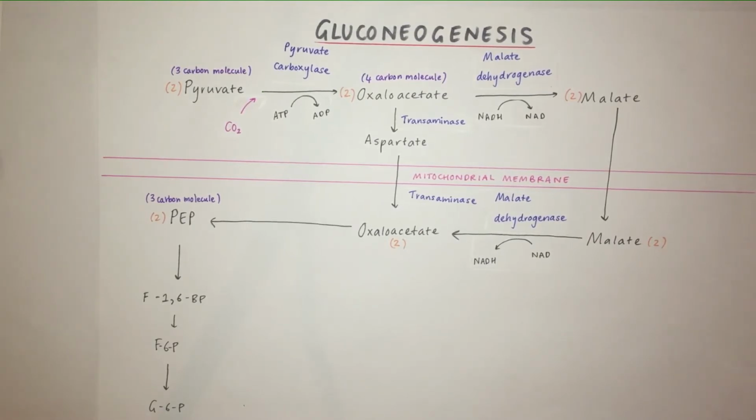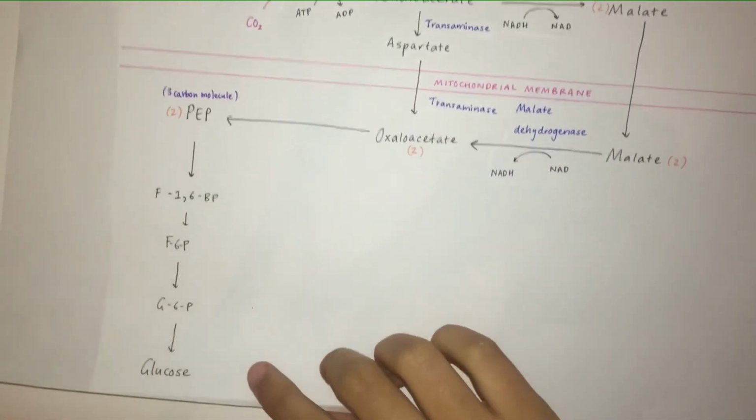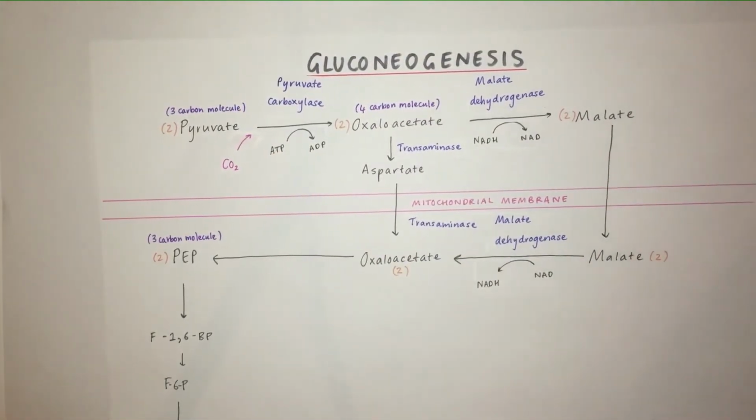And just take note that I've written 2 beside each molecule. That's just to trigger your memory that, remember, at the end of glycolysis we produce 2 pyruvates. So in order to get back from pyruvate to glucose, we need to use 2 pyruvates and in turn 2 of every other molecule. Just keep that in mind when we're looking at this.